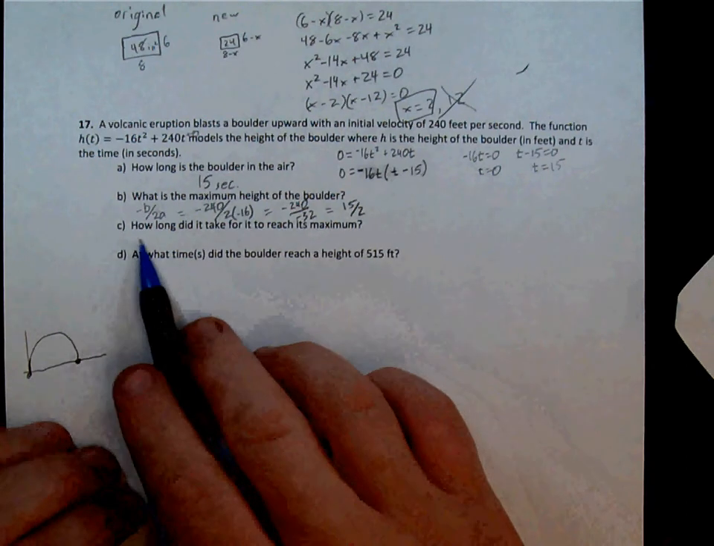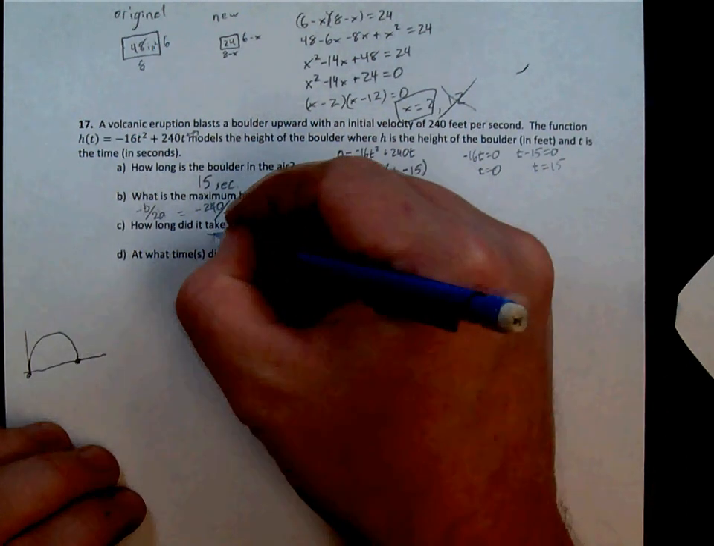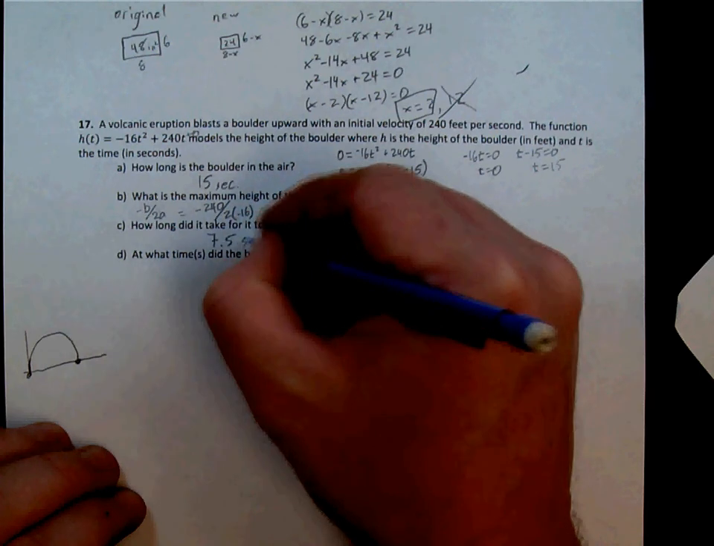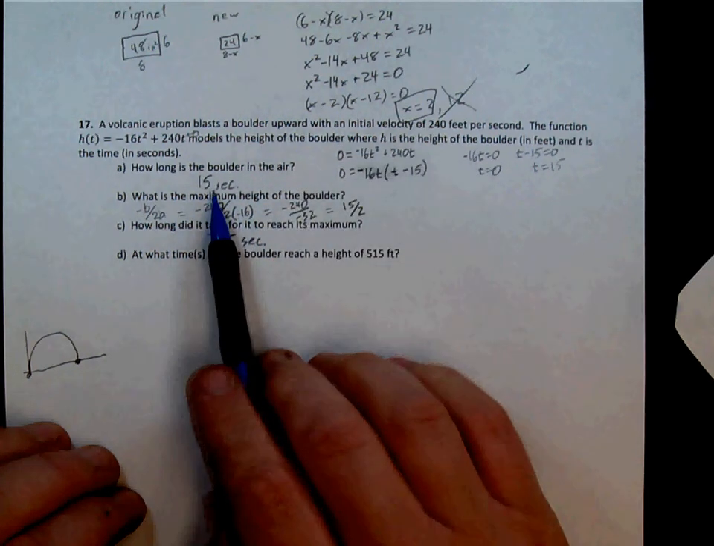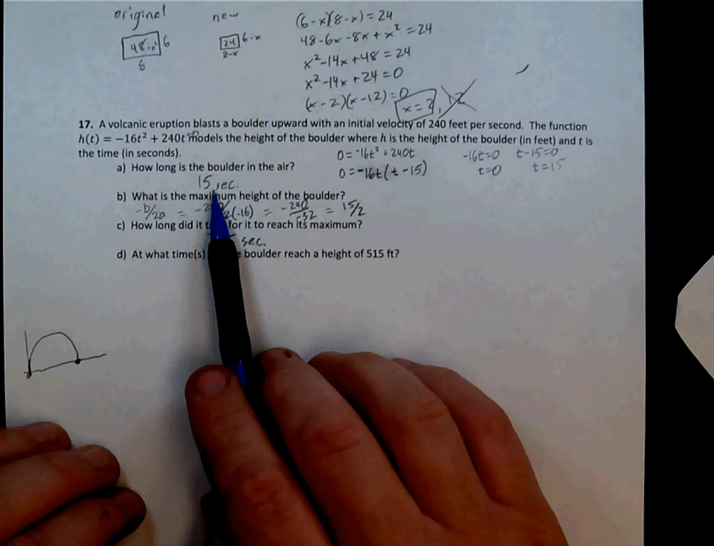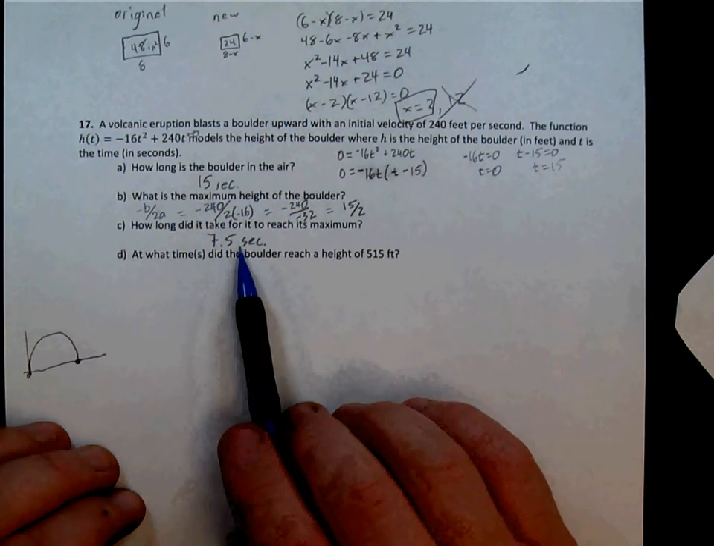So that actually answers part C. How long did it take to reach the maximum? Well, 7.5 seconds. Which makes sense if you think about part A. It took 15 seconds for it to hit the ground, so half of that time, 7.5 seconds, is when it would have been at its maximum height.